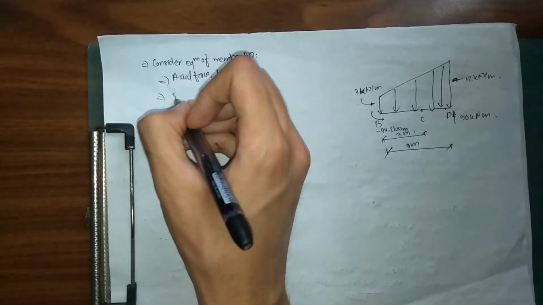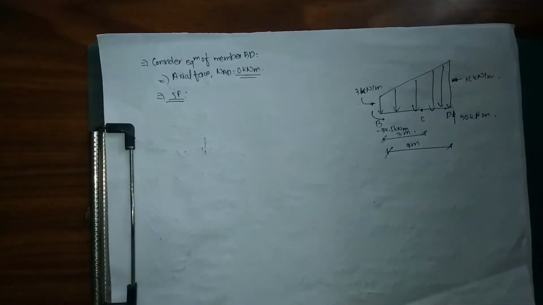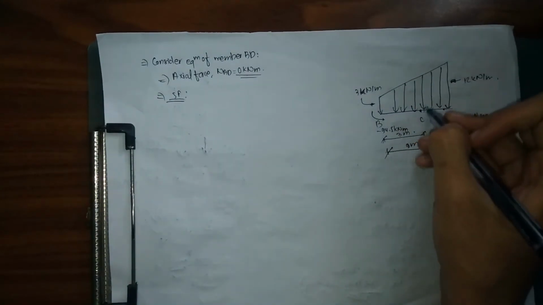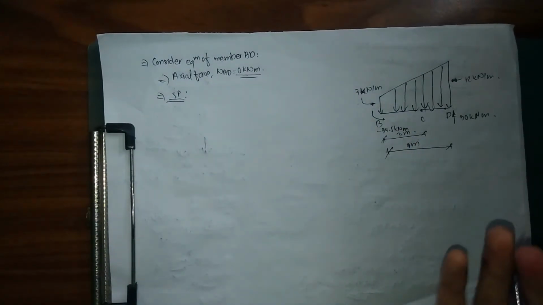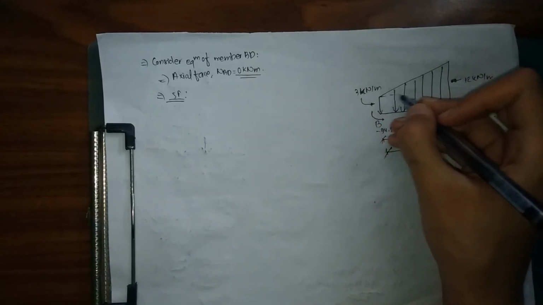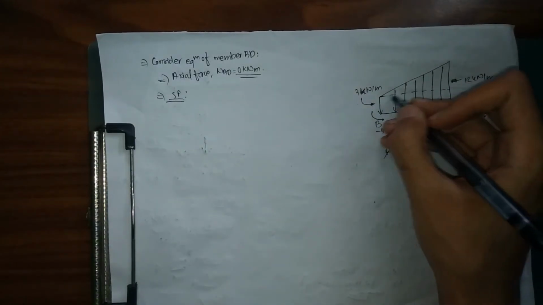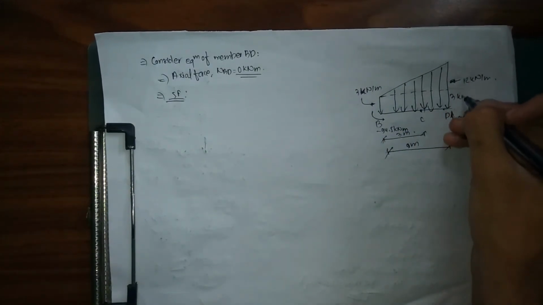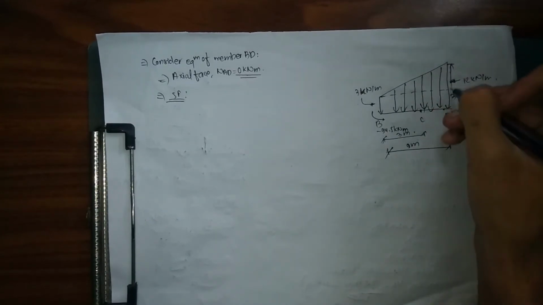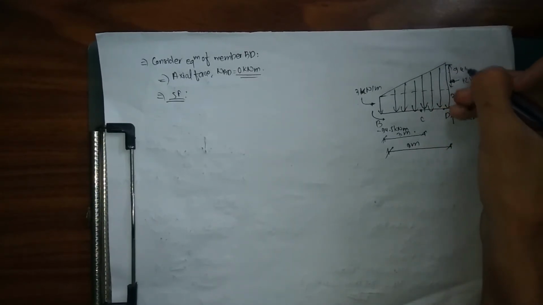After that, for our shear force, as I explained before, if we have any UDL or UVL or a combination of both, we are going to simply distribute in this way. We are going to draw our line this way. This is going to be 3 kilonewton per meter, and our remaining is going to be equal to 12 minus 3, which is 9 kilonewton per meter.